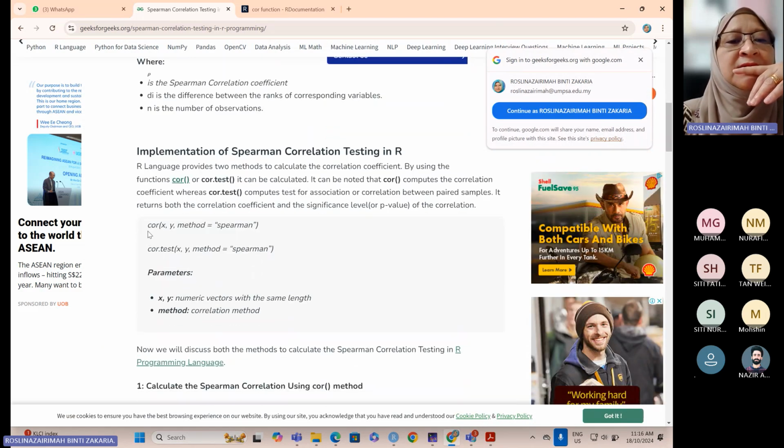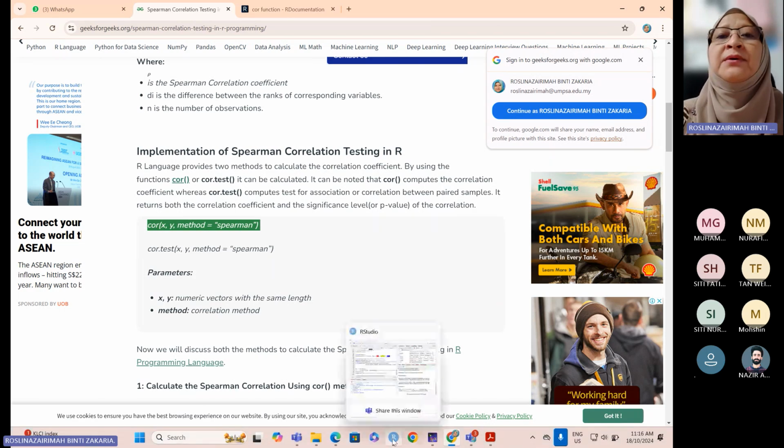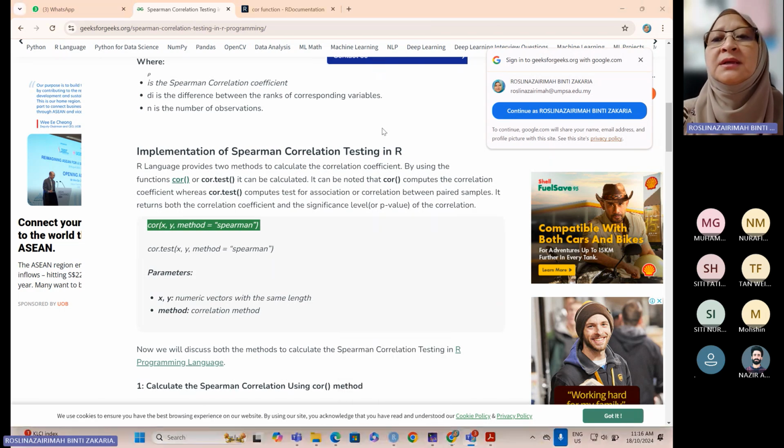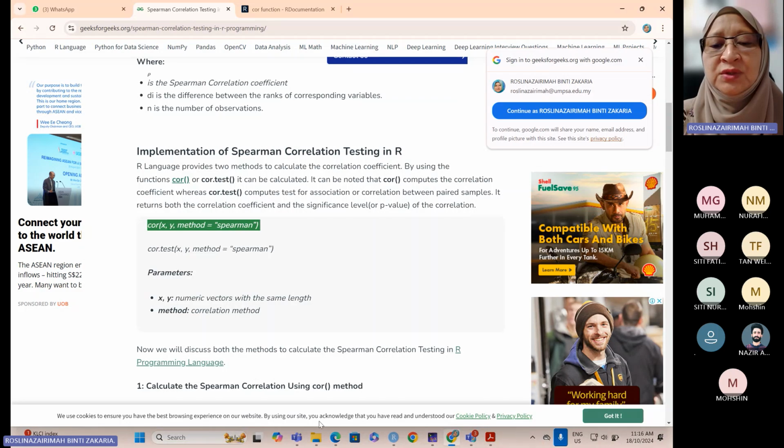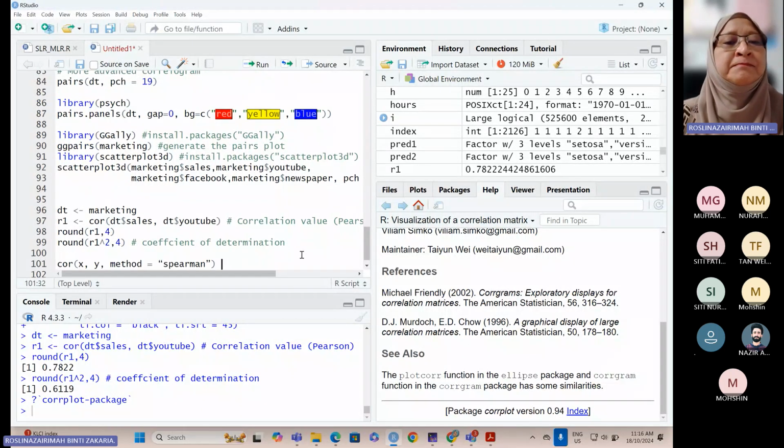Okay, this is another one. We can write the method. By default it is Pearson, a parametric test. If you want to change to another, you can change it. So you write method. Okay, let's try this one.